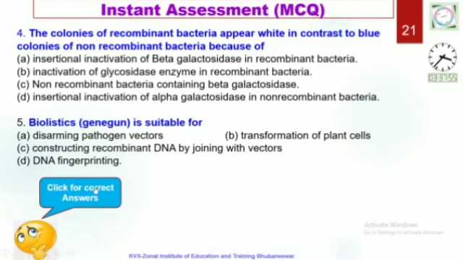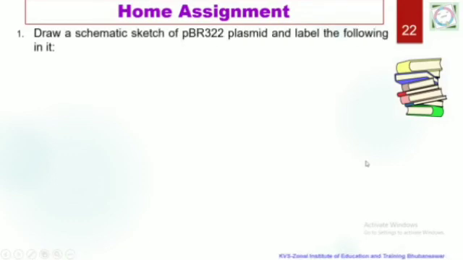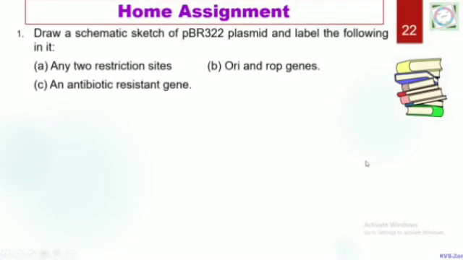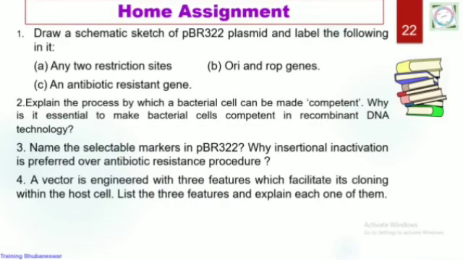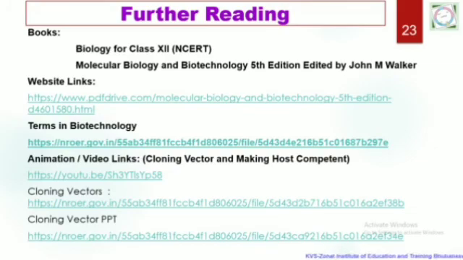If you have opted for your answers, let us see what the correct responses are. For the first, ampicillin resistance, tetracycline resistance, antibiotic resistance genes. Next, selectable markers, single-stranded, insertional inactivation of beta-galactosidase in recombinant bacteria, and transformation of plant cells. If you have answered them correctly, you have understood the concept well. Try taking some home assignment. Take this question, write it neatly in your notebook and show it to your mentor. There are some further readings. You can visit these sites and have a look at the animations.